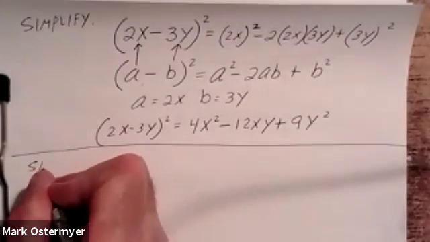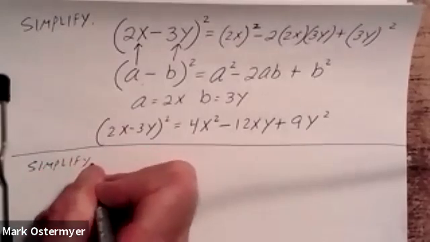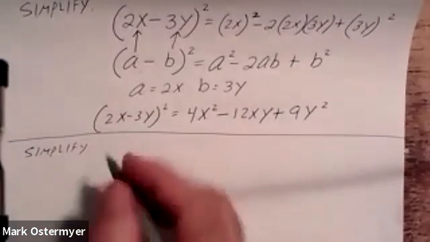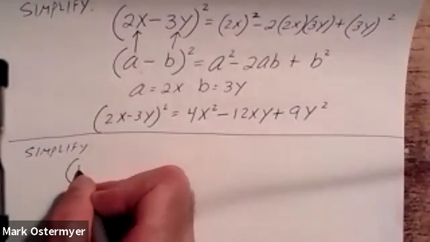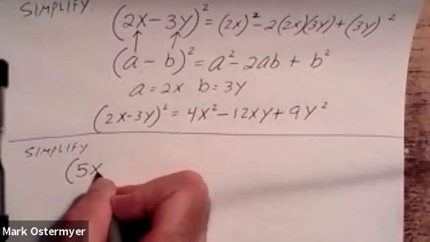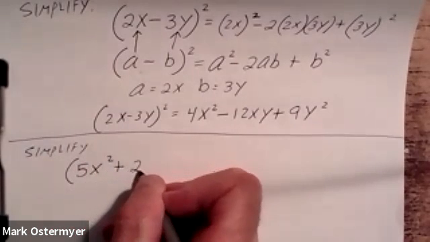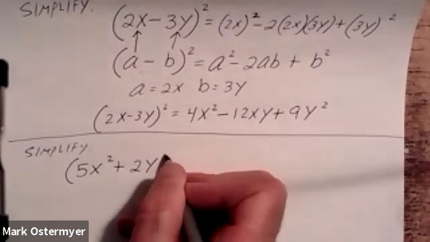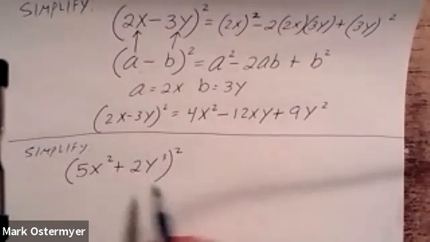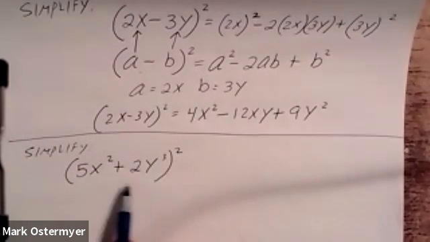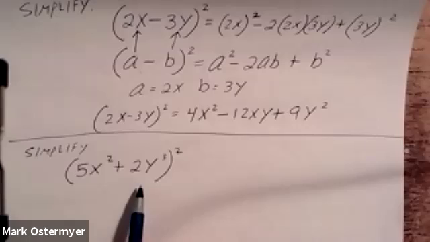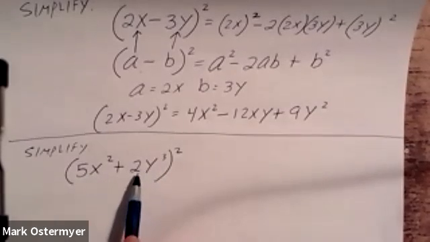All right, let's try another one here. Let's try to simplify one that's even nastier than that. How about 5x squared plus 2y cubed, and we want to square this binomial. Now, the long way of doing this, like I said, is to drag this out using the FOIL algorithm, which you could do, but the point is to try to employ these patterns.